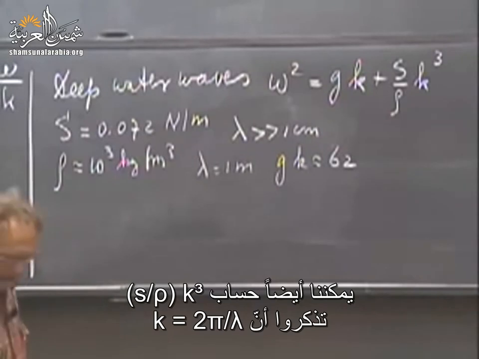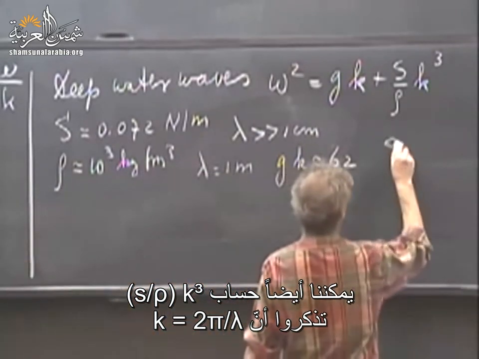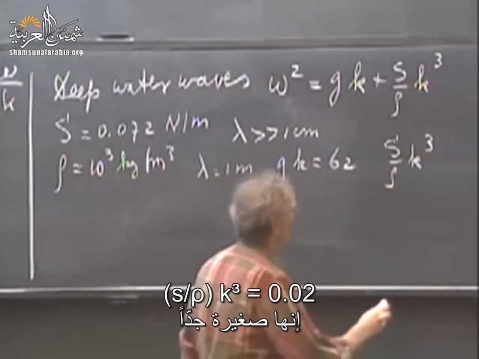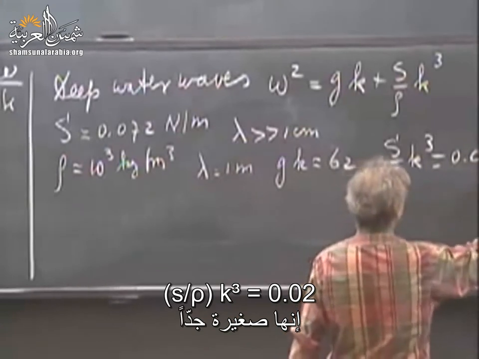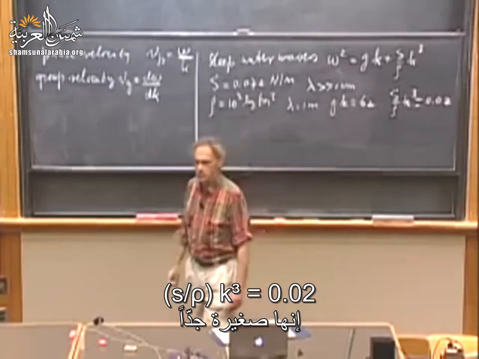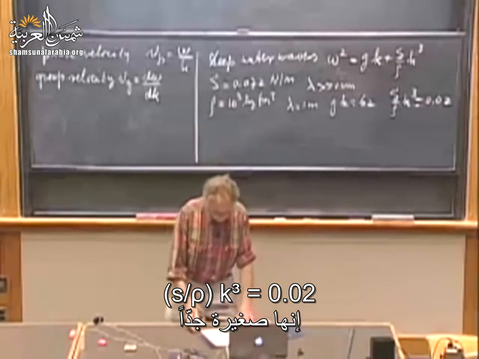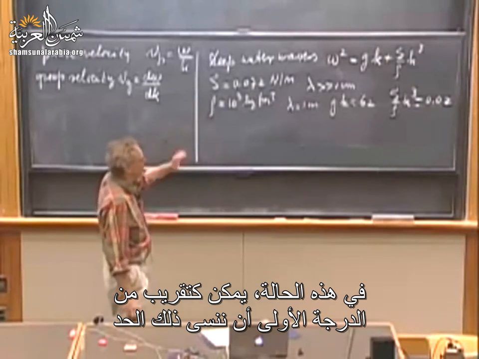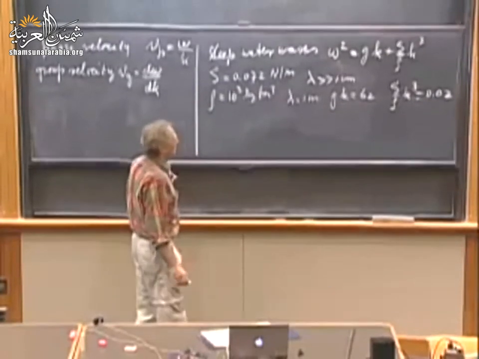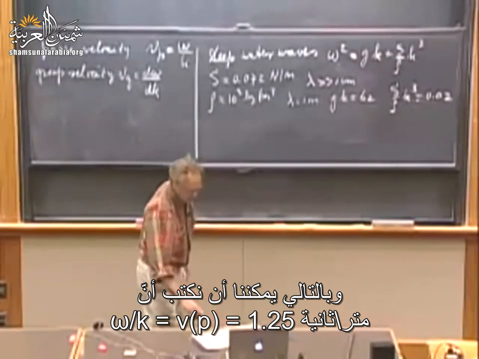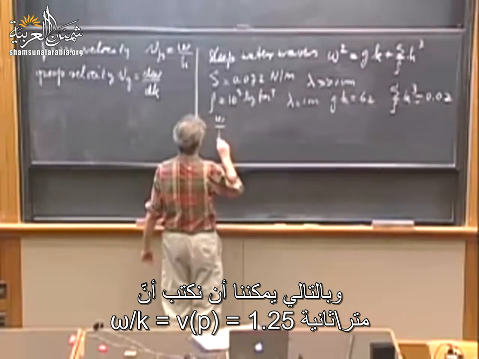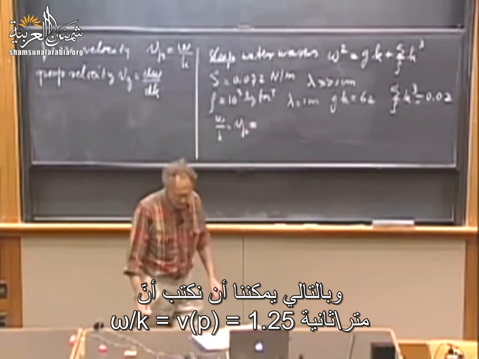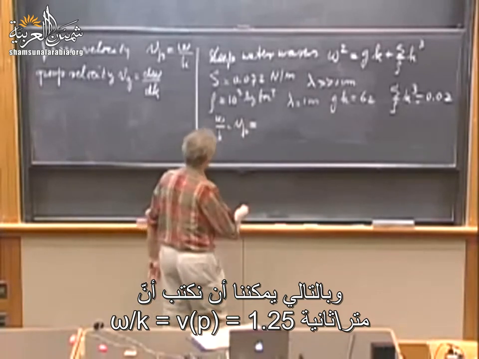And you can also calculate now s divided by rho times k to the third. Remember, k is 2 pi divided by lambda. And this now is 0.02. So it's insignificant. It's very small. And so for this case, you might as well, for first order approximation, forget that term. And so you can write down now that omega divided by k, which is the phase velocity, in this case comes out to be 1.25 meters per second.